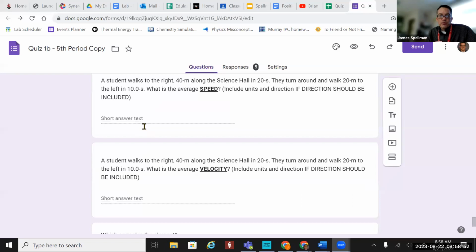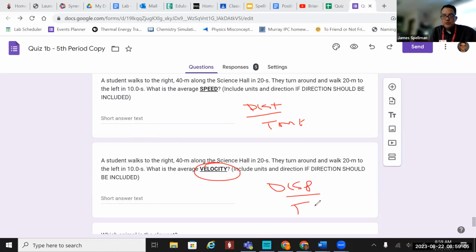Next two problems were kind of the same problem, but with speed and velocity. So to answer the speed question, we need distance divided by time. To get velocity, we need displacement divided by time. So in this case, it helps to draw, I think, sometimes. So we're going 40 meters, and it takes 20 seconds. And then we go back 20 meters, and it takes 10 seconds.